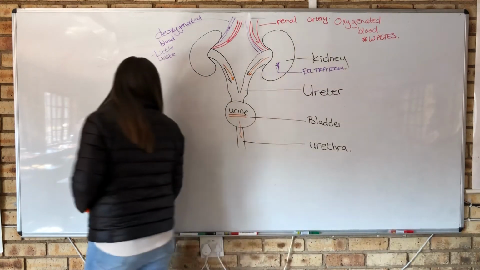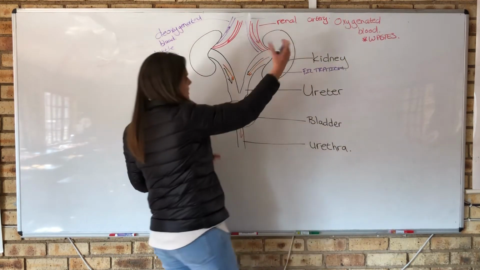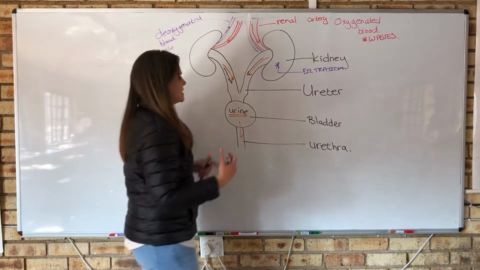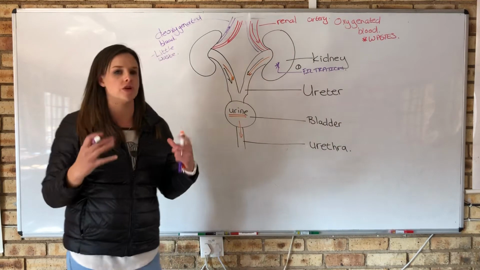That's what I wanted to look at. The first thing is the delivery of the blood. So blood comes into the kidney. Once the blood has been brought into the kidney, it needs to be filtered. So step 1, we have filtration.